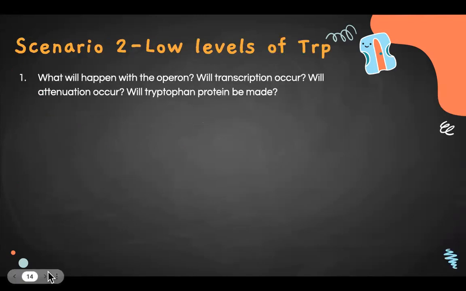In this scenario, there are low levels of tryptophan. So in this case, what will happen to the operon? Just like last time, will transcription occur and will attenuation occur? What do you guys think? I think transcription will occur because the operon will have to turn on, in order to get not repression, but the other thing.